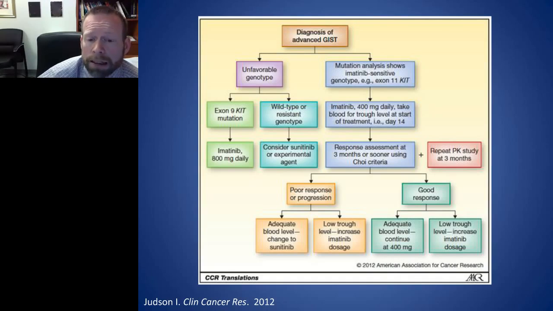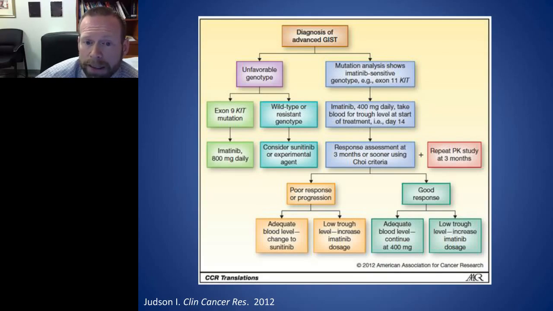Now you know that the tumor should be sensitive to the drug, so now let's make sure that the appropriate exposure is taking place. We do that with blood level monitoring, and we do a response assessment. So we have the therapeutic drug monitoring, and we have the response assessment at 3 months or sooner, and then we repeat the PK study down the line. So this would be a continuous cycle.